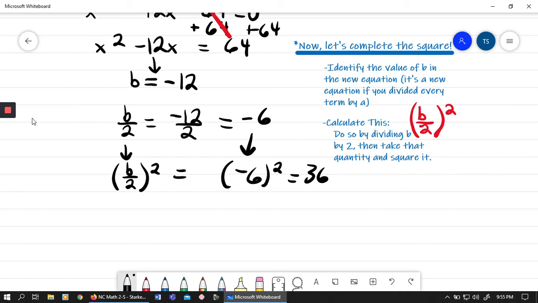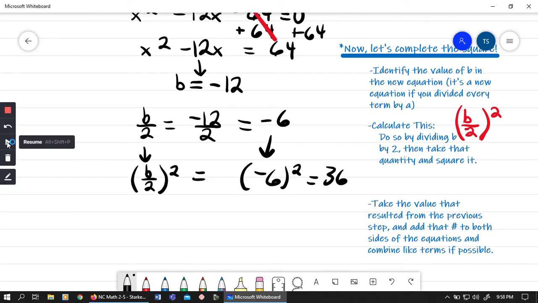Alright, so now that we've got the quantity of b over 2 squared, we need to take that number, that 36 in this particular example, and add that number to both sides of our equation. Okay, so let's do that.